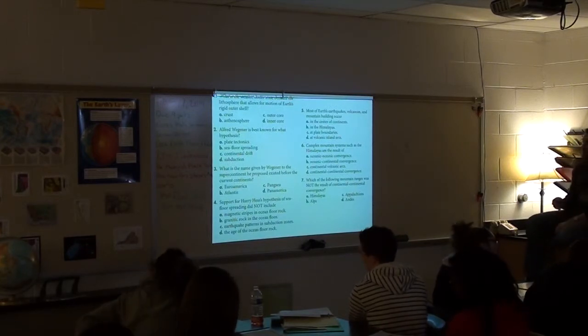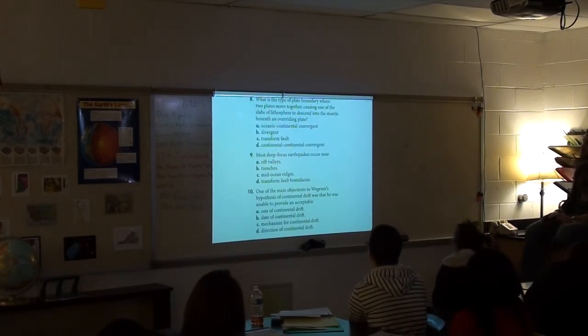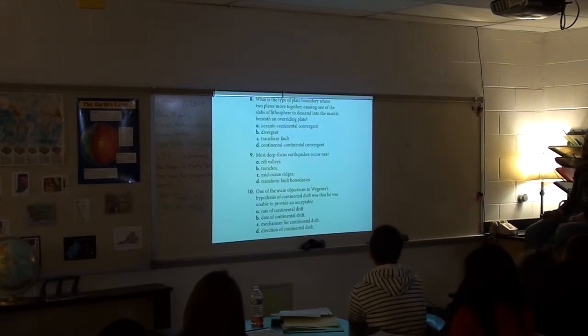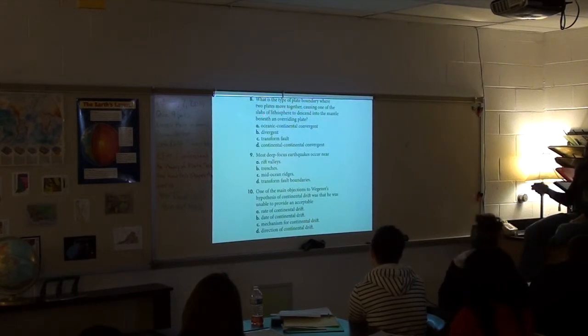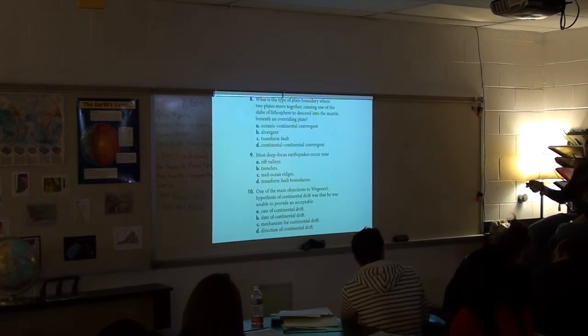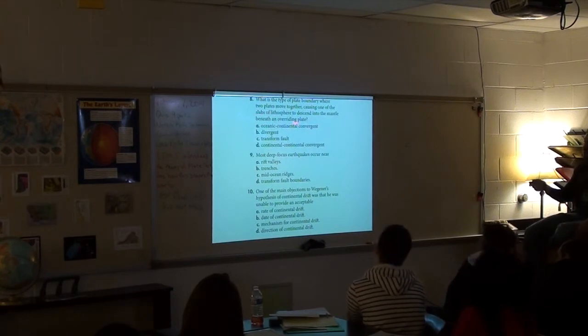Okay? 3 more. What is the type of plate boundary where 2 plates move together, causing one of the slabs of the lithosphere to descend into the mantle, beneath the overriding plate? Alright, the only option here that works is a convergent boundary, right? Because what is it describing? One slab goes under another, so it's describing a convergent boundary. So we look at our options. How many of these are convergent? 2. This one and that one. This one is continent to continent. Those are the 2 bullies that just kind of bump up into each other like sumo wrestlers. Okay? So it's got to be A.